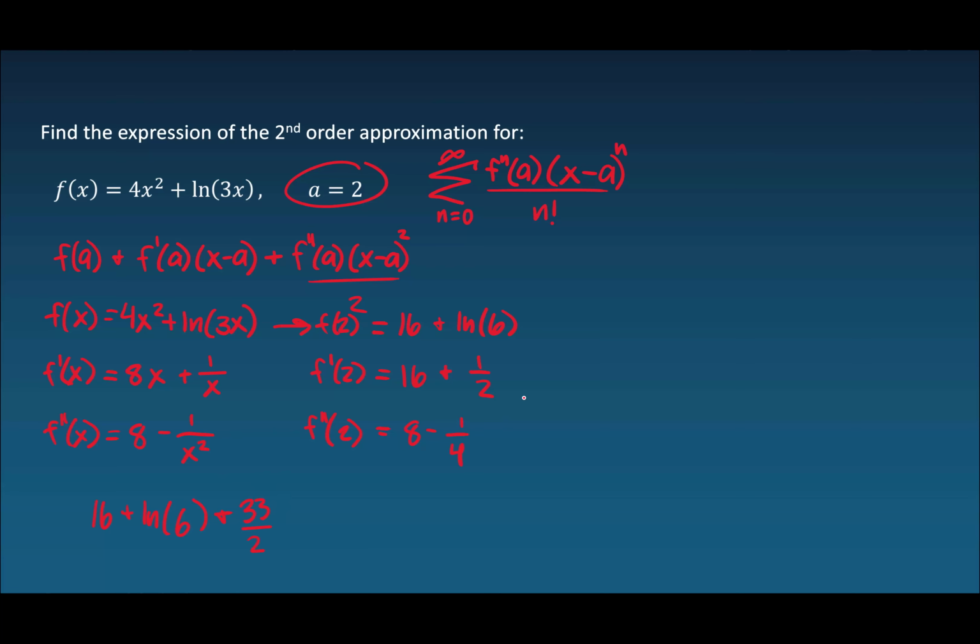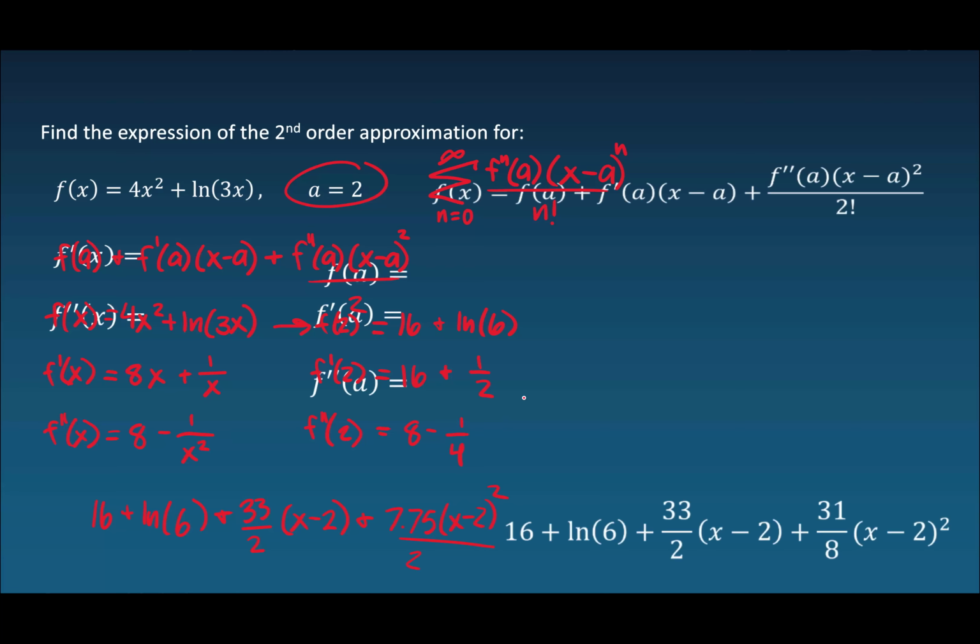And then we need to make sure we have our x minus 2. Since we know what a is, we put that 2 in. And then finally plug in our last piece, 8 minus 1/4, which is 7.75 times 4. I don't quite know what that is, so I'm just going to keep that here for now. And then we have our x minus 2 squared over 2. And then that should be our final answer.